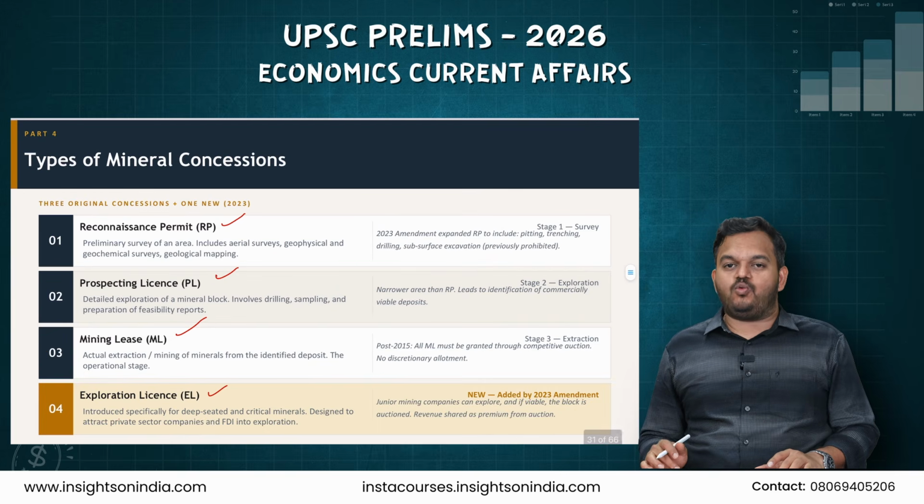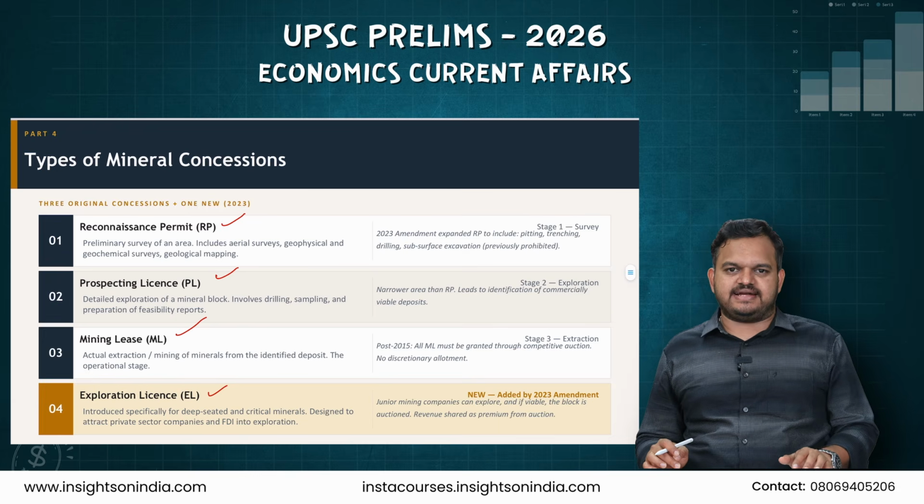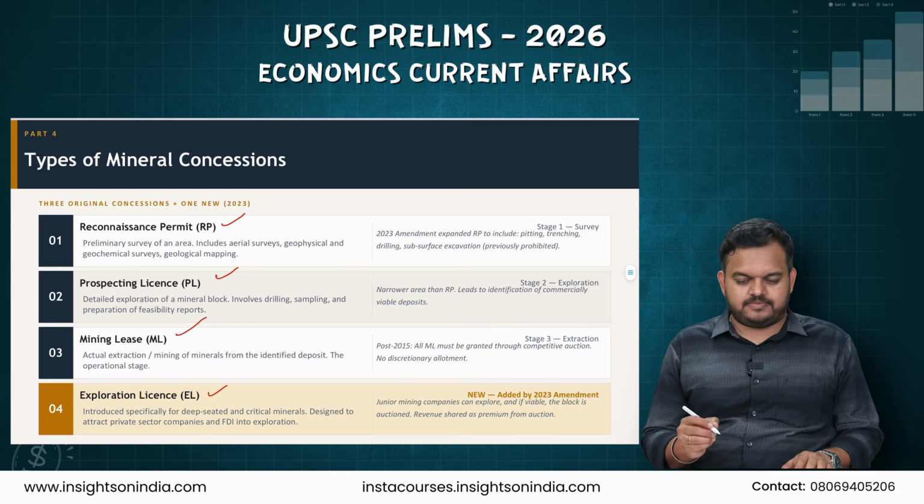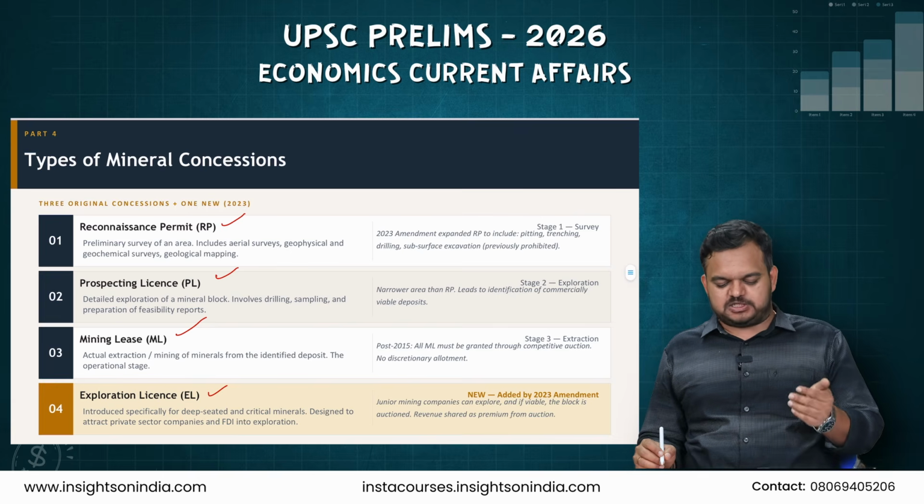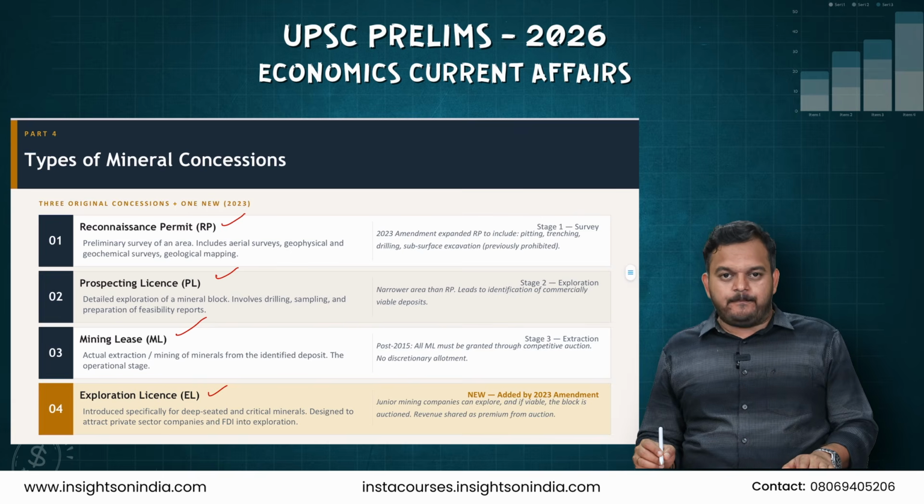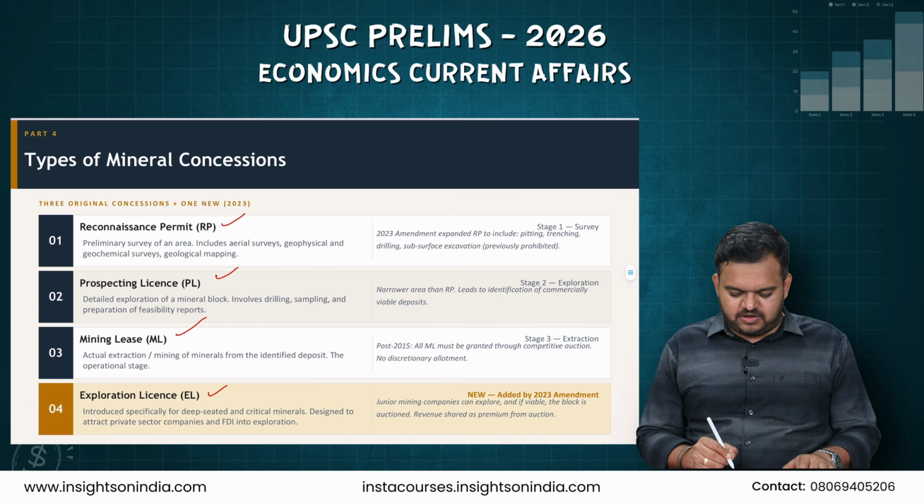So now, what does the MMDR Act do? What are the provisions under the MMDR Act? Mines and Minerals Development and Regulation Act 1957. Under the Act, a reconnaissance permit will be given, a prospecting license will be given, a mining lease will be given. I don't think UPSC is going to ask what is a reconnaissance permit, what is a prospecting license, what is a mining lease. But why I have put this information is because of this additional license which is called the exploration license.